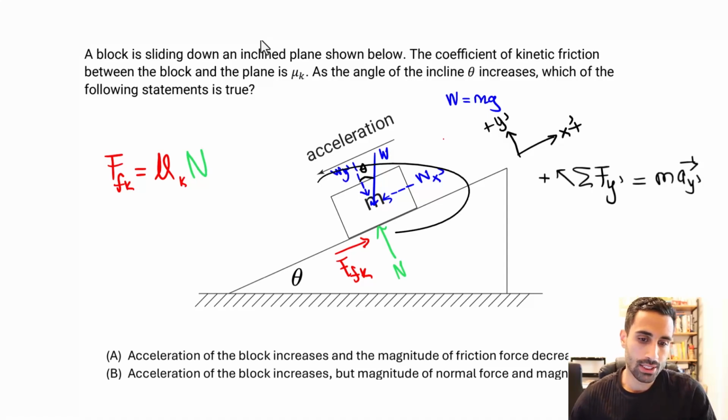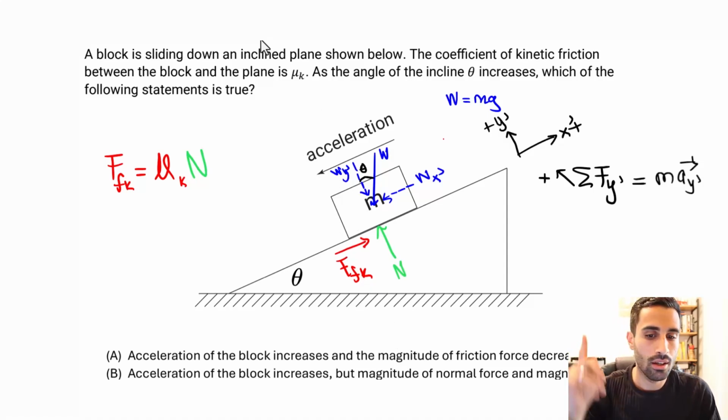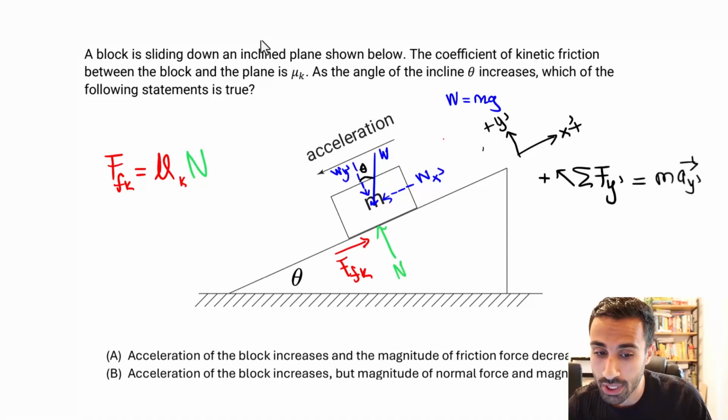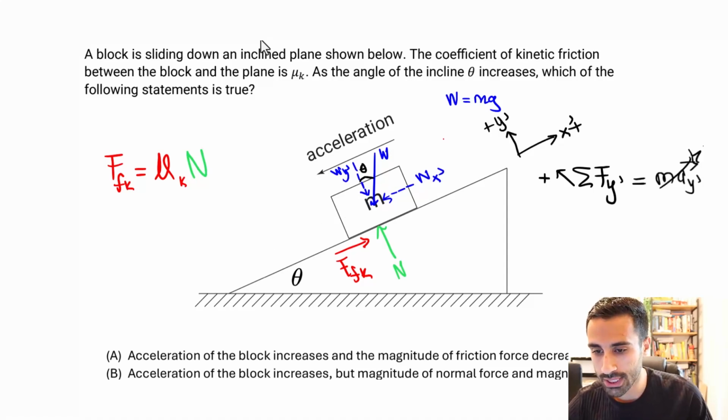Now, if you look at this block, does it accelerate in the y prime direction? Perpendicular this way, does it accelerate? No. And you should say no, it doesn't, because it only moves in this direction. So here, all of this is 0. So what this really becomes is the sum of the forces in the y prime equals 0.